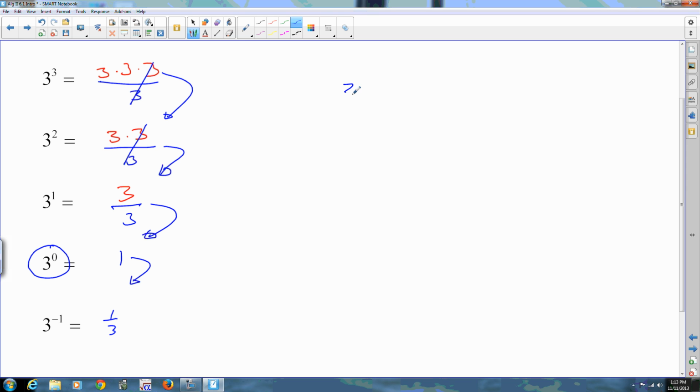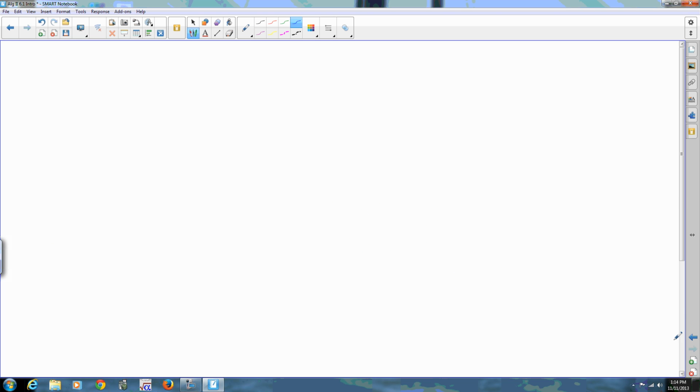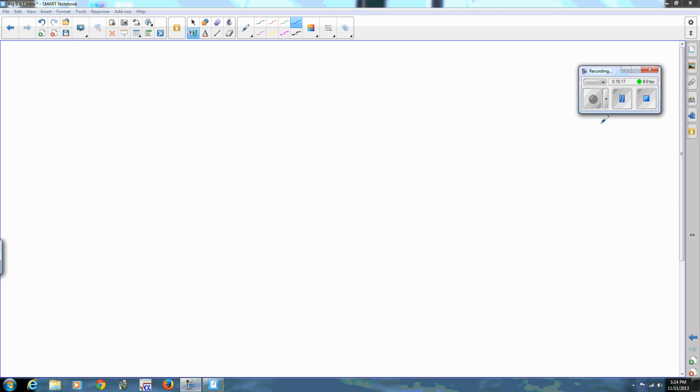If you had 3 to the 5th over 3 to the 5th, you know the top is the same as the bottom, you know it's worth 1. Well, writing it out, saying 3 times 3 times 3 times 3 times 3 over 3 times 3 times 3 times 3 times 3. All these 3's cancel out, and when you cancel numbers, a 1 is left in their place, so it's worth 1. Okay, I think that's the last screen. So there you go.